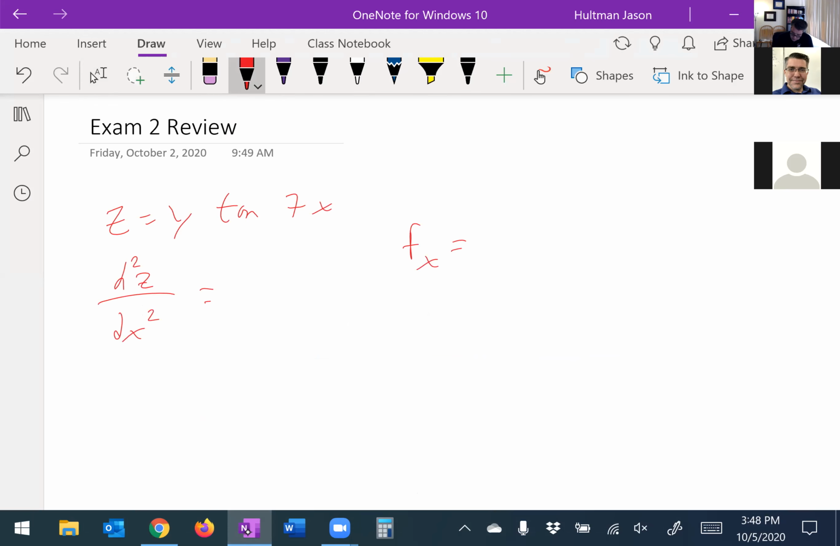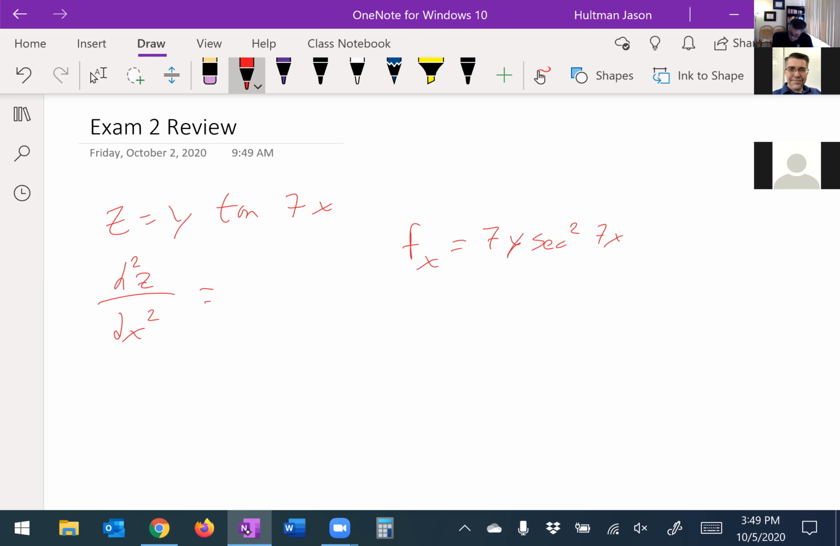Well, this is going to be 7y times the derivative of tangent. Okay, the derivative of tangent is secant squared of 7x, right? So that's that guy.